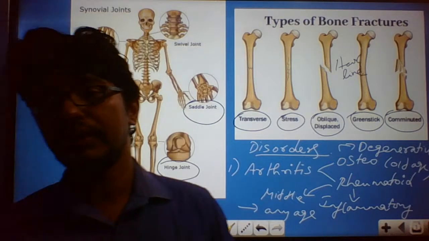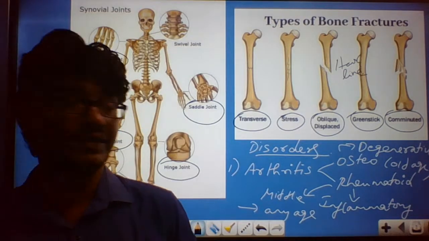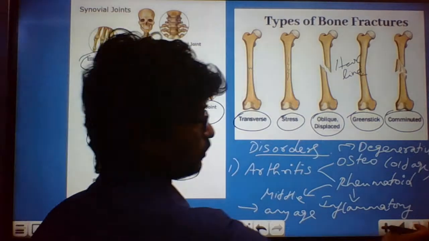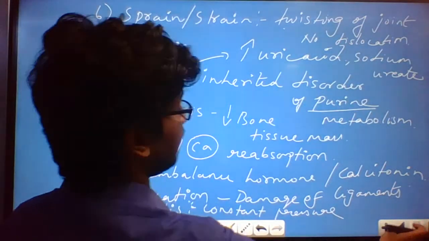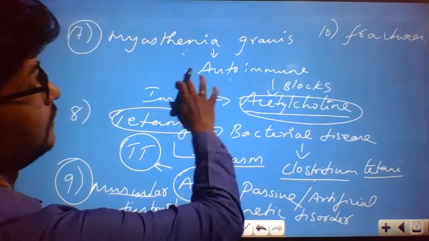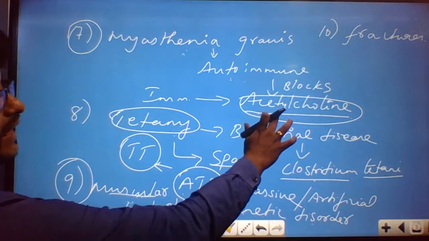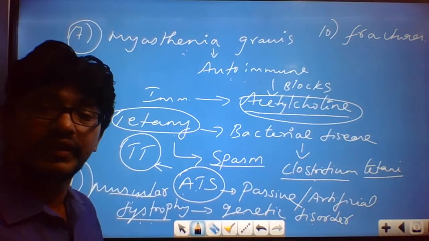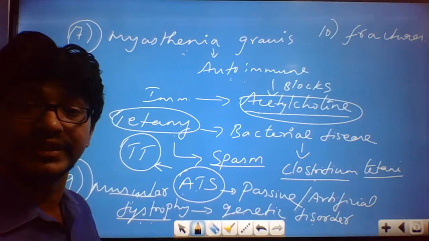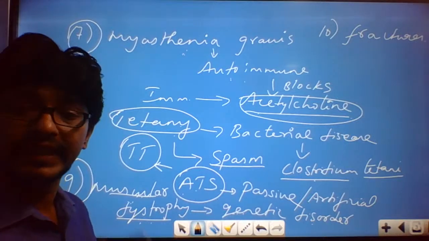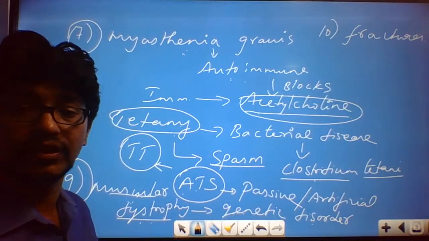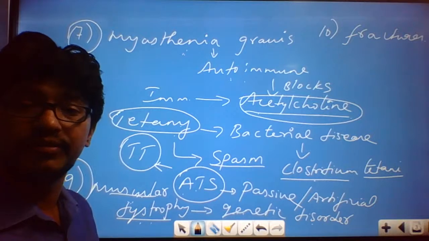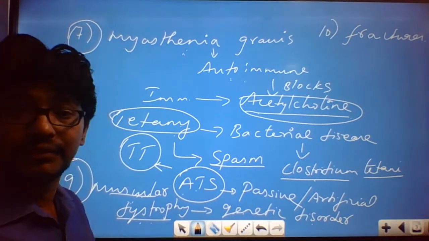So you asked me about myasthenia gravis. Myasthenia gravis is a condition where your immune system actually will start acting against your own body. So autoimmune disorder, that is acetylcholine. Acetylcholine is a neurotransmitter, a chemical substance which is produced in the synaptic cleft actually. This is responsible for passing the impulses.